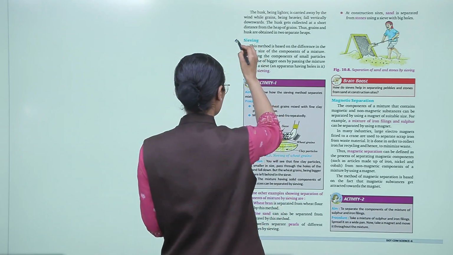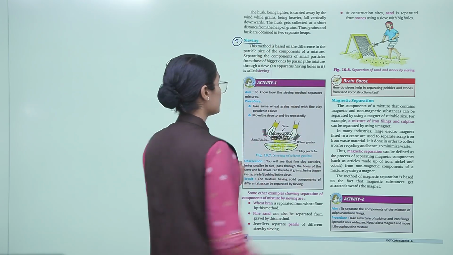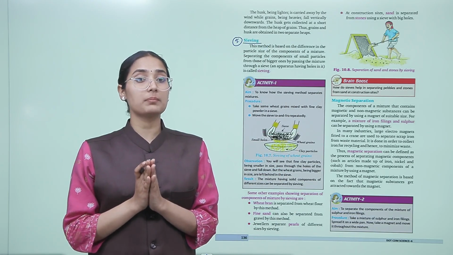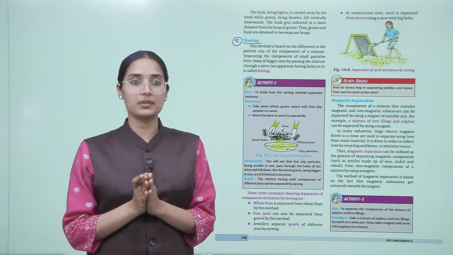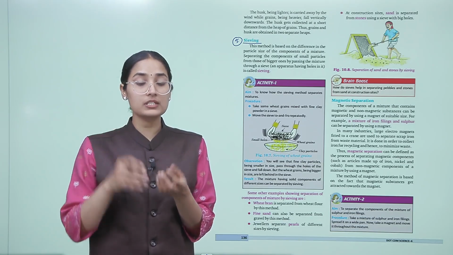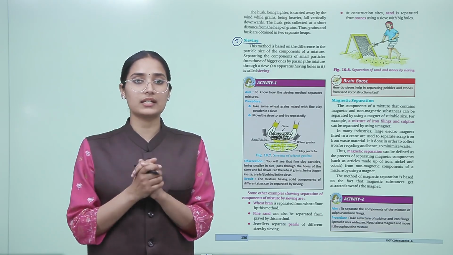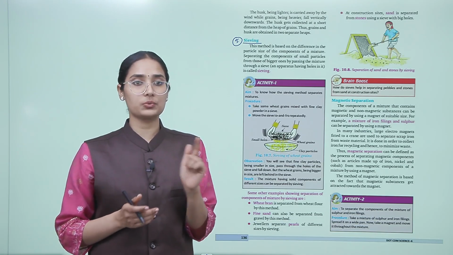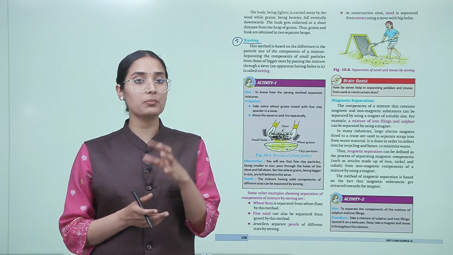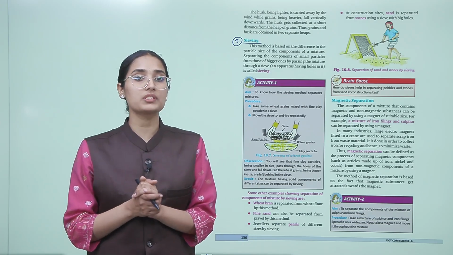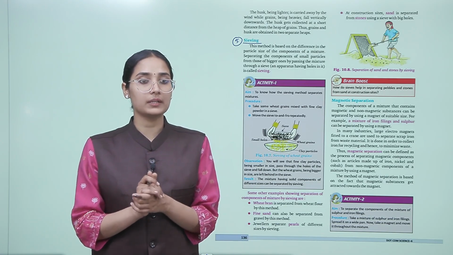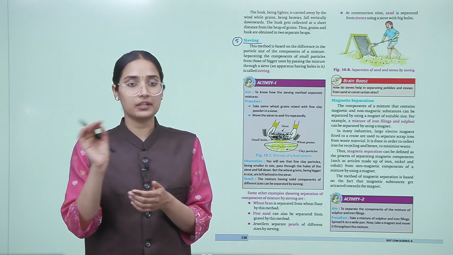Now the fifth method is sieving, right? This method is based on the difference in the particle size of the components of a mixture. So when a mixture has components of different particle sizes, this method is used. We separate the components of small particles from those of bigger ones by passing the mixture through a sieve. A sieve is an apparatus having holes in it. It is called sieving, right?